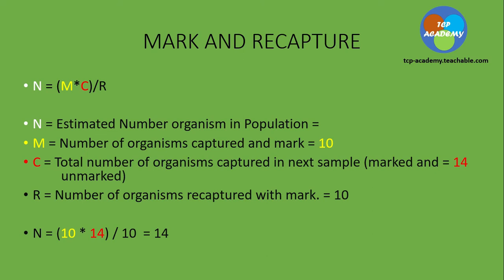All right, so this is not a constant. It is always going to be dependent on the number of organisms you sample, the number of organisms that turn up in your second sample, be that they are marked or not marked.